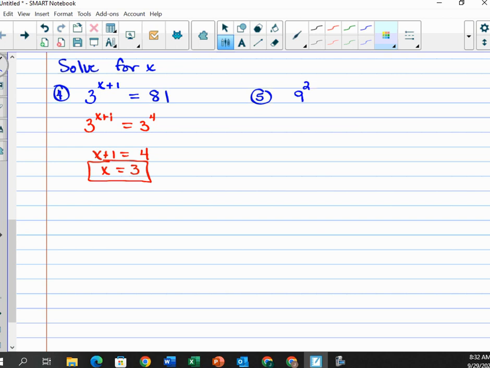Let's try another one. Let's do 9 to the 2x equals 27. You guys want to try? All right, guys, give it a go.